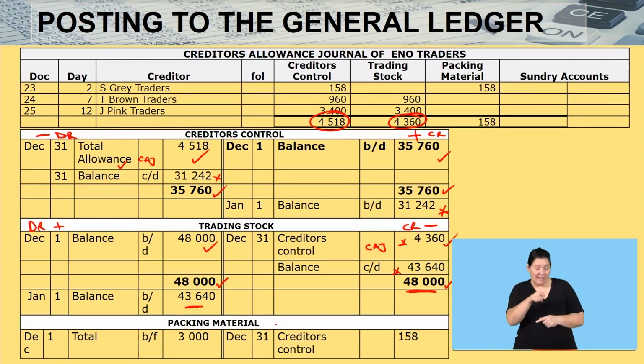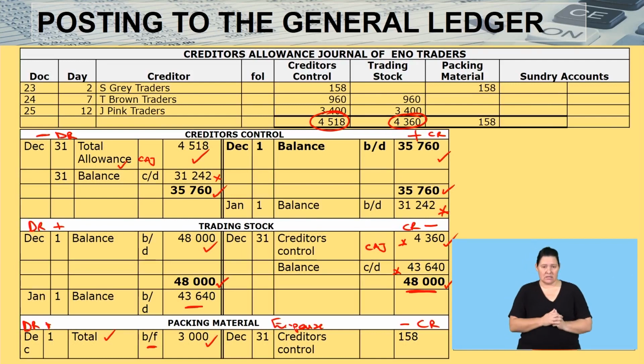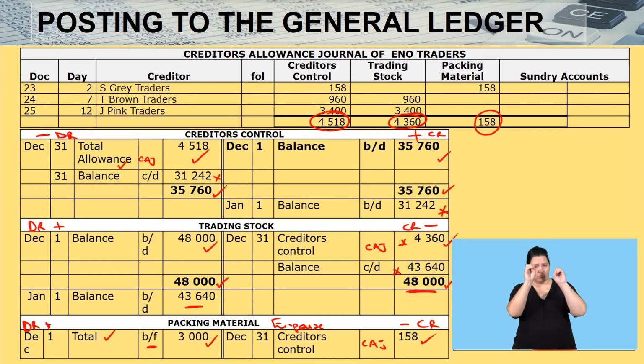And then the last account, it is your packing materials. Packing materials, remember, this is an expense account. So in an expense account, it increases on the debit side and it decreases on the credit side. So here I'm not going to get a balance, but I'm going to get a total. And it is total brought forward. This is your 3,000. And then I'm going to have my creditors control. Did I have any allowance on packing materials? Yes, 158. So I have my 158 there. Creditors control from the CAJ.